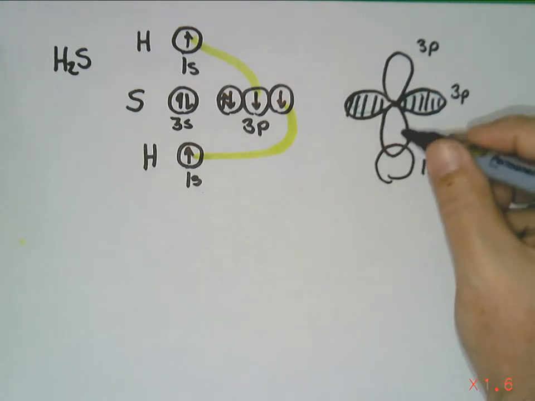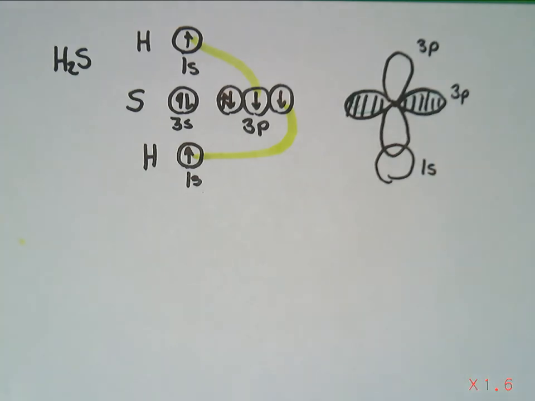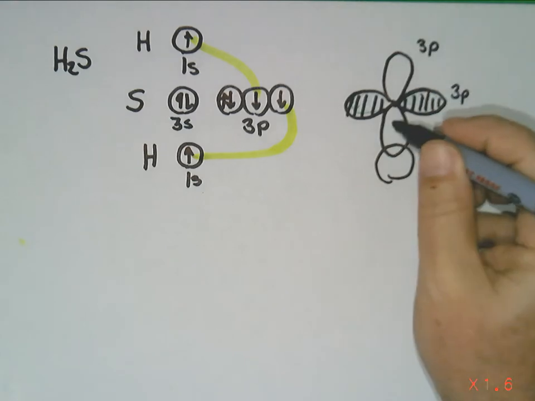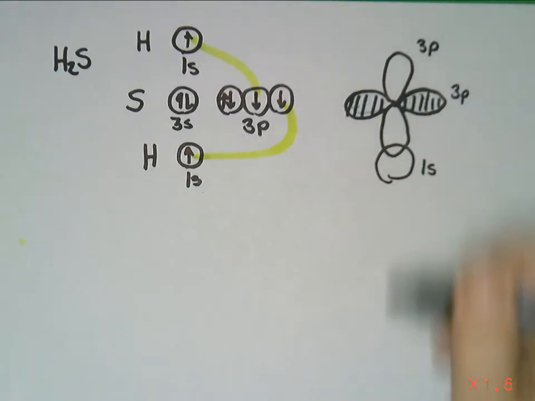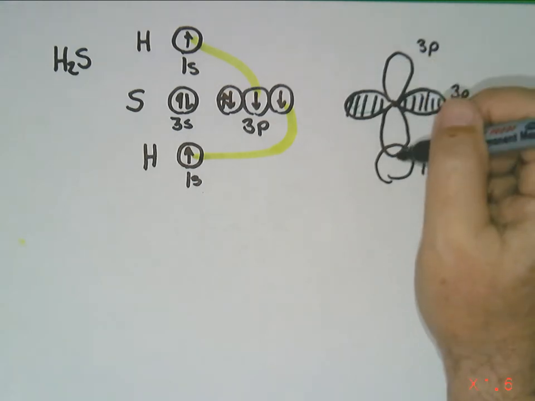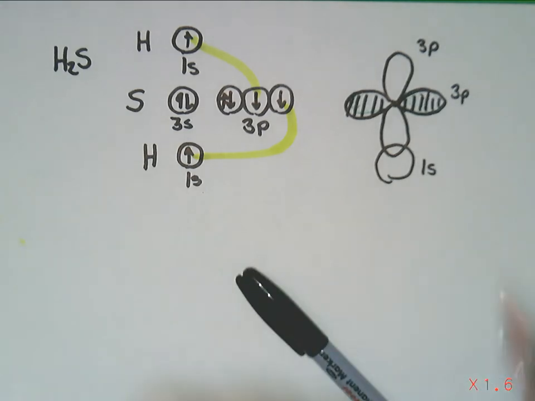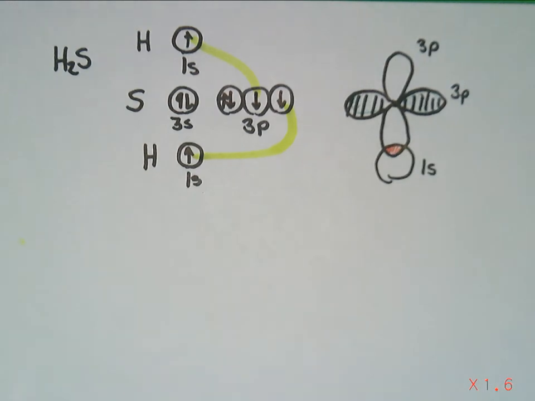Now, I'm going to overlap this 1s with this 3p. I cannot go ahead and put the other 1s on this. Why? It's one orbital overlapping with one orbital. The fact that this has two lobes does not mean that there are two places to overlap. You can only overlap on one lobe or the other. So I get a valence bond in there because there's an overlap. Remember, a valence bond is an overlap.